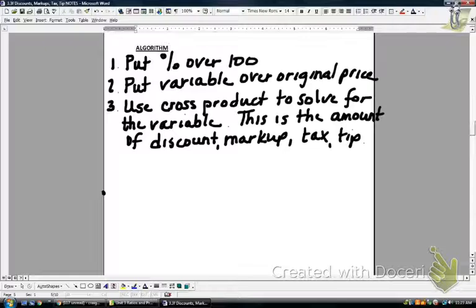So the first thing that we're going to do is put the percent over 100. Then the next step is put the variable over the original price. Then we're going to use the cross product to solve for the variable. This is the amount of the discount, markup, tax, or tip. This is not your final answer.